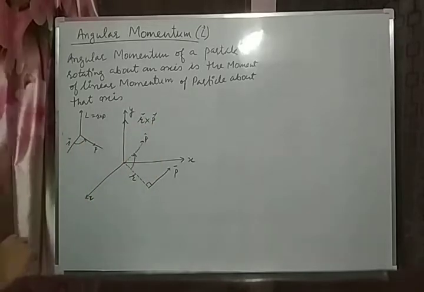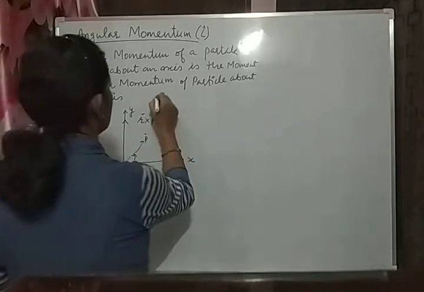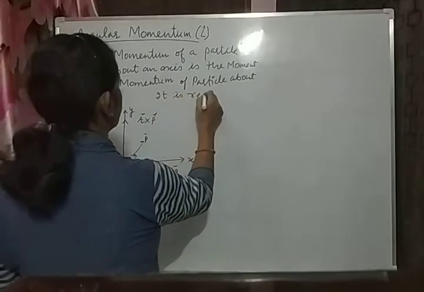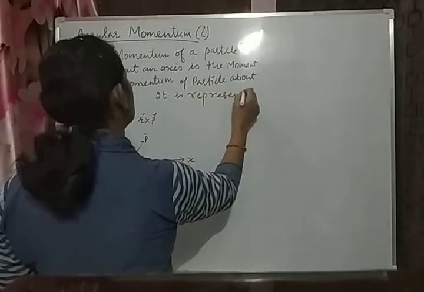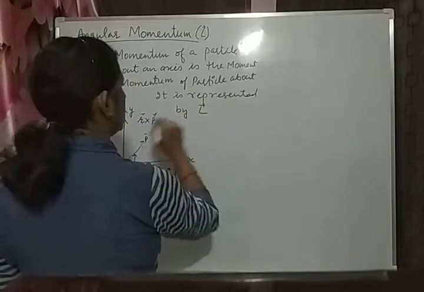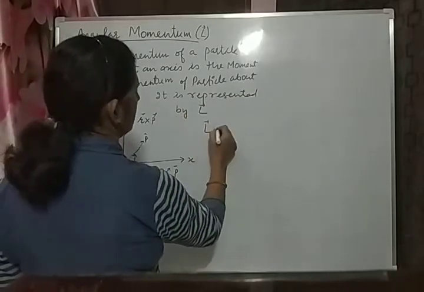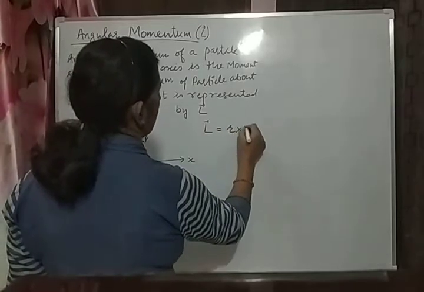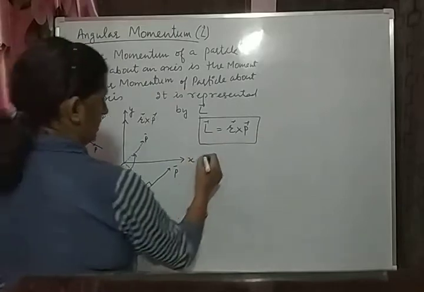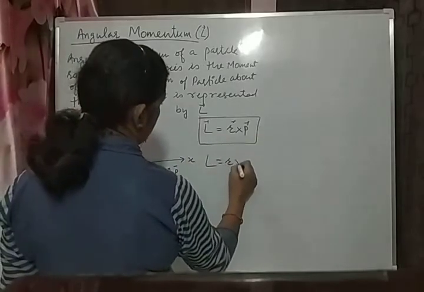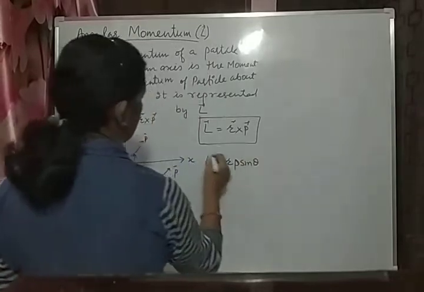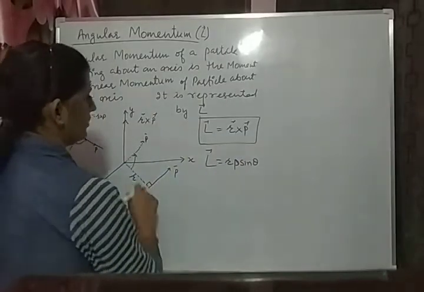Got it? It is represented by capital L, and mathematically it is written as L is equal to r cross p, and you can have L is equal to r p sin theta, where theta is the smaller angle between these two.